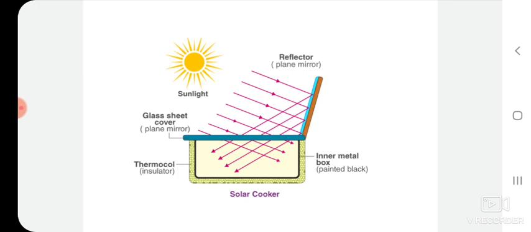Pots and pans used in a solar cooker should be matte black in color to maximize absorption, because the absorption coefficient is maximum if the surface is black. After converting, we have to trap the heat energy. How?